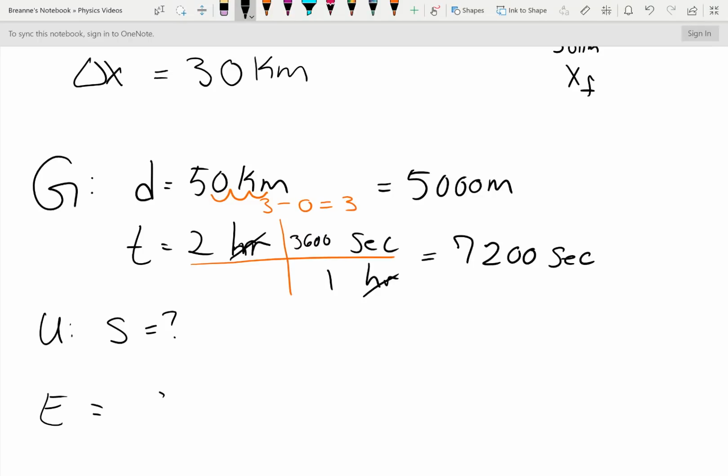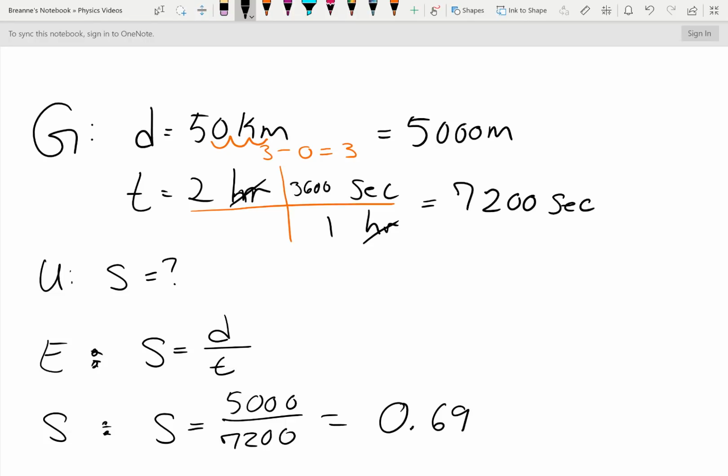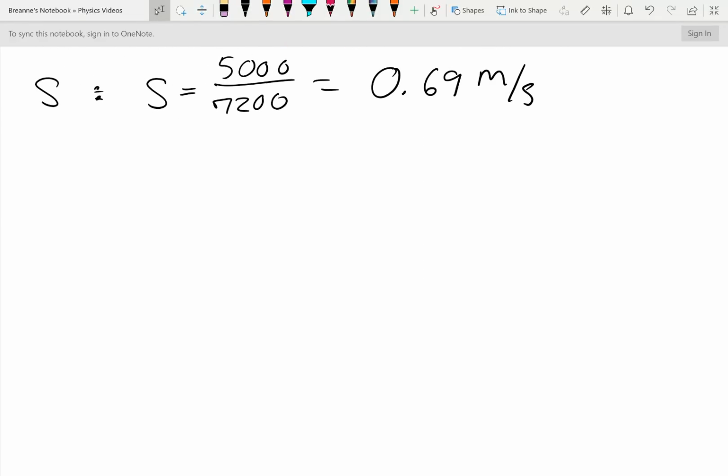Our equation, you look at your equations, you'll get speed equals distance divided by time. So substitute, solve. So speed equals 5,000 divided by 7,200. You get an answer of 0.69. That is now meters per second. Woohoo! There we go. So our next question, for number 4.